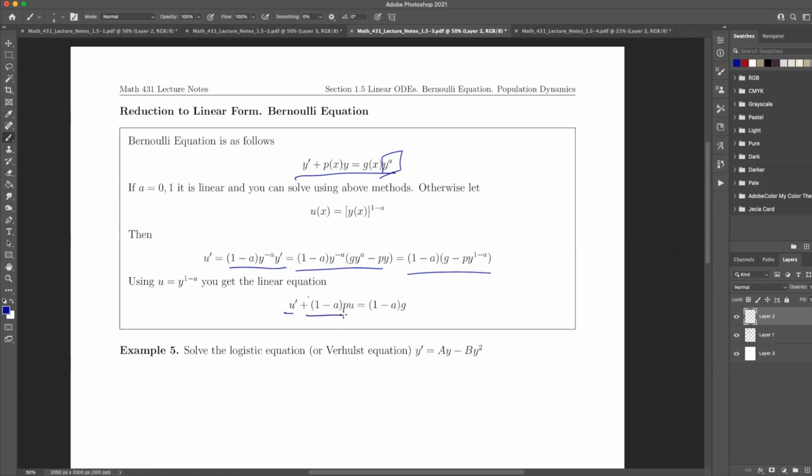This is now linear, right? This is some function, and this is some function. Notice here I've gotten rid of all my y's, because remember that p and g right here are functions only of x. So this is only of x, and this is only of x. And so now this is linear. And let me just show you via an example. So here's the Bernoulli equation.